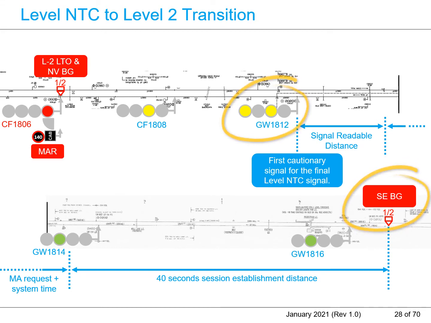The distance between the session establishment Balise group (SEBG) and signal GW1812 is the summation of the readable distance for signal GW1812, the MA request time, the typical radio block center message processing time, the message transmission time, the typical ETCS onboard response time, and the 40 seconds allowance for the ETCS onboard to establish communication session with the radio block center.